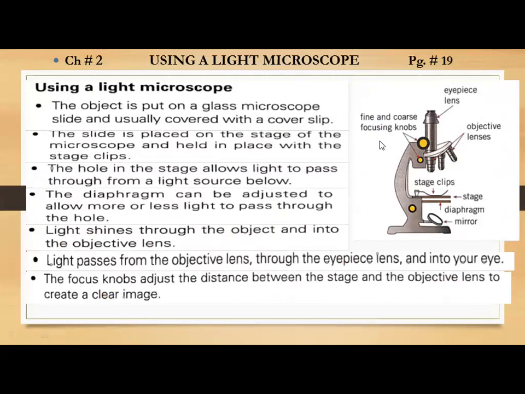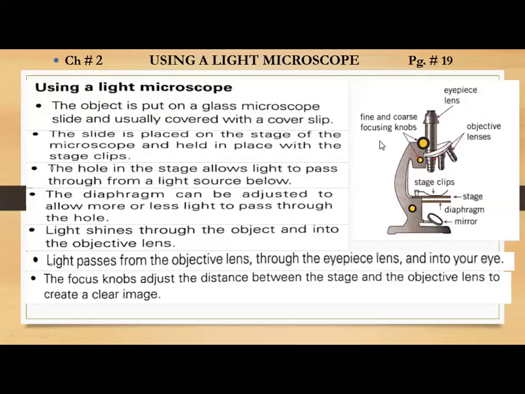Now, using a light microscope, the object is put on a glass microscope slide and usually covered with a cover slip. First of all, you should prepare a slide for yourself. You can place the microorganism on a slide and fix it with the help of the cover slip. Then the slide is placed on the stage of the microscope and held in place with the stage clips. You can firmly fix the slide there with the help of the stage clips.